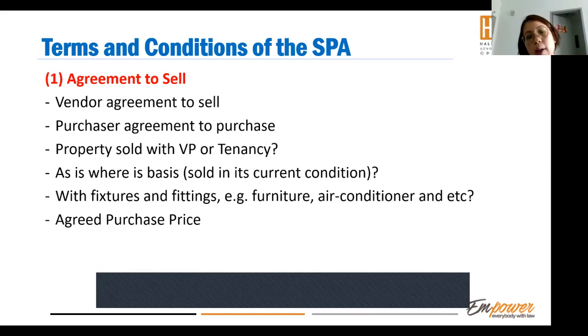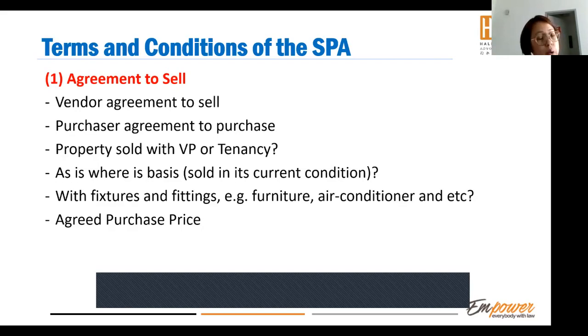And also sometimes we put in whether the property is together with the fixtures and fittings or whether it is just a bare unit. If it is together with the fixtures and fittings, then you must annex the list of the fixtures and fittings at the latter part of the sale and purchase agreement. Normally it is after the execution page of the sale and purchase agreement. So at the end of the day, when the vendor delivers the property, they have to make sure all the items listed and attached together with the sale and purchase agreement are delivered together with the property. If not, the purchaser will most probably ask for compensation.